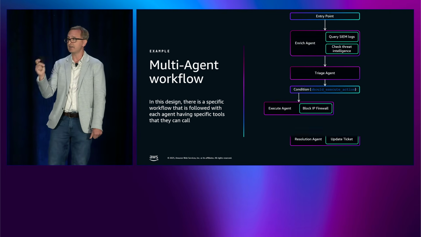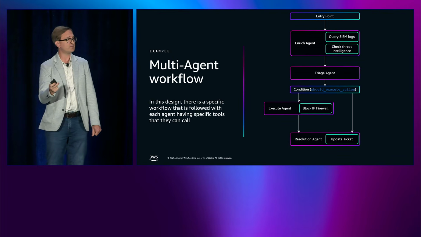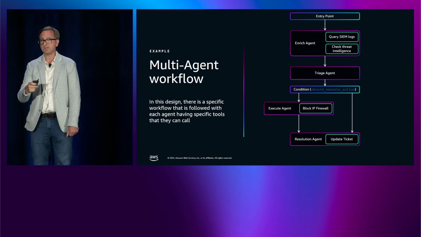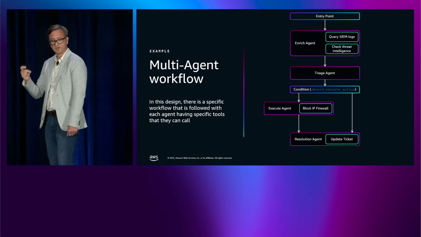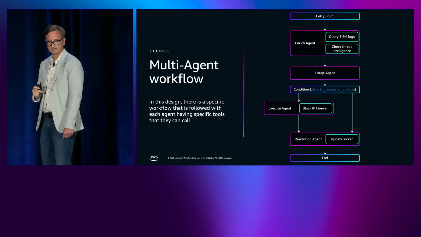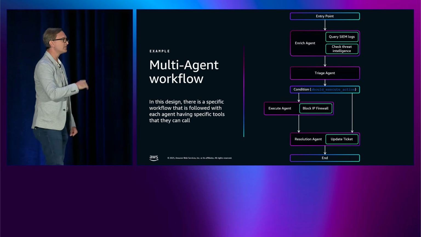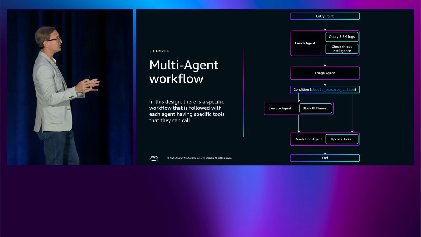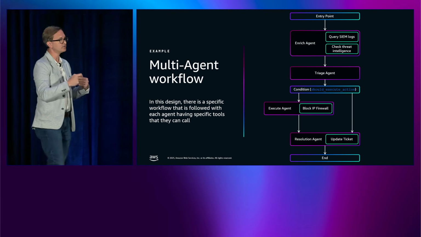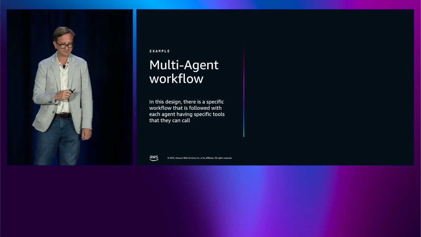We could either execute an automated remediation action, which is going to block that IP from our firewall, or we can just go ahead and document what we did. It might be a false positive, who knows, but we're going to update the ticket with the reasoning that we have in the resolution agent, and that is the end of our multi-agent workflow. So this way, we are breaking apart our workflow into multiple different agents, and then we're going to go ahead and wire them together in code, as you'll see in the next slide.